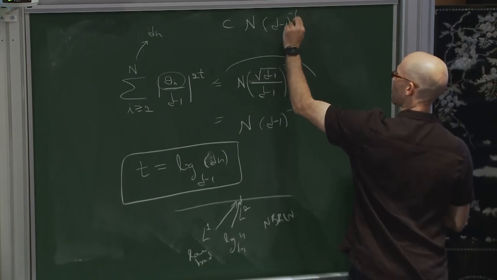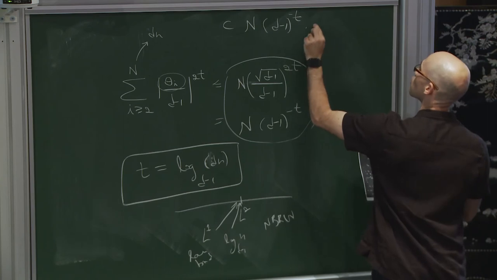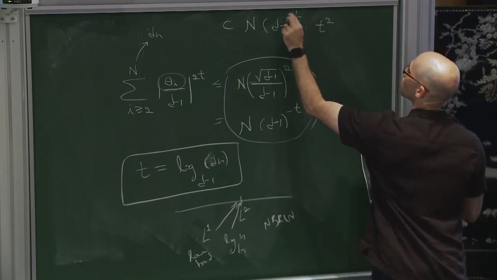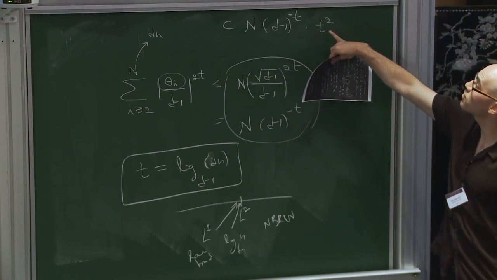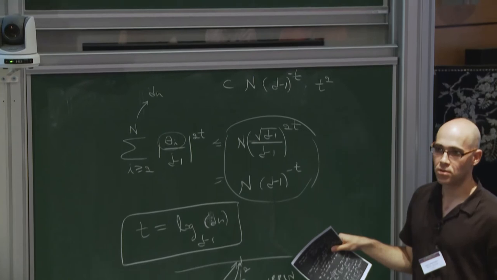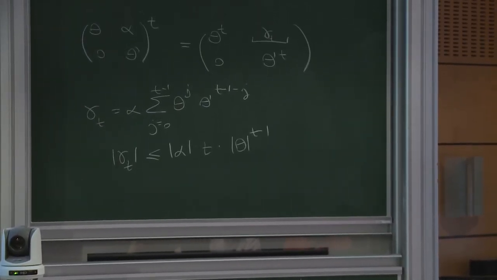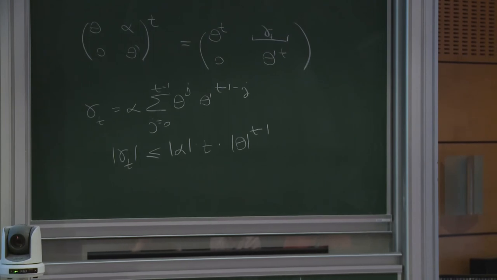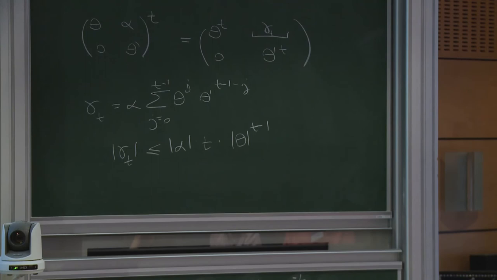So instead of getting this constant, which is what we had before, we have another t squared. This is d minus 1 to the minus 3, exactly what we had before. This comes from the gamma squared. So we need to take t to be the same thing plus a log log to kill this t squared. And that's it.